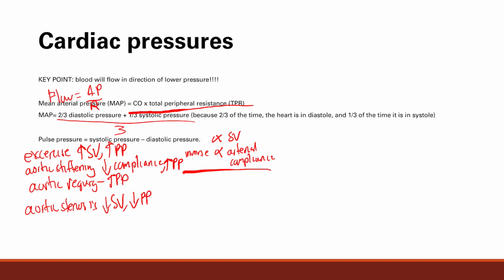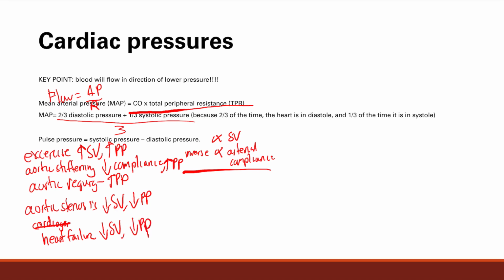Cardiogenic shock, or let's say heart failure. In heart failure, what's going to happen? What happens to your stroke volume or arterial compliance? Well, stroke volume goes down. Remember, heart failure is where the heart pump stops working, so you're not pumping very well. So stroke volume goes down. Again, pulse pressure goes down.